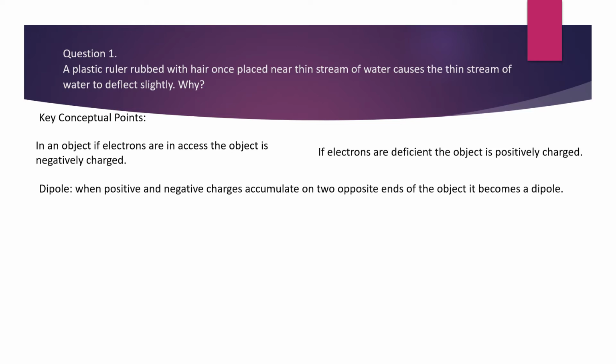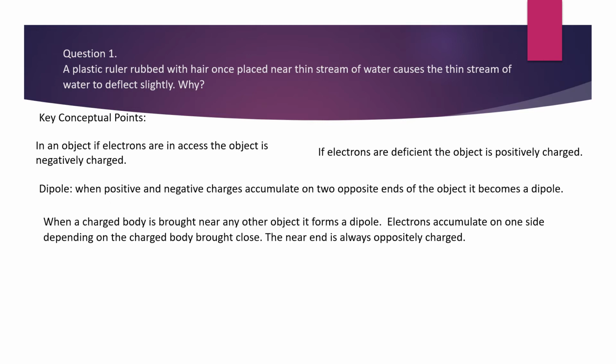Another key concept for this question is a dipole. When positive and negative charges accumulate on two opposite ends of an object, it becomes a dipole. When a charged body is brought near any other object, it forms a dipole. Electrons accumulate on one side depending on the charged body brought close. The near end is always oppositely charged. Remember, the near end is always oppositely charged, hence causing a force of attraction because opposite charges attract.